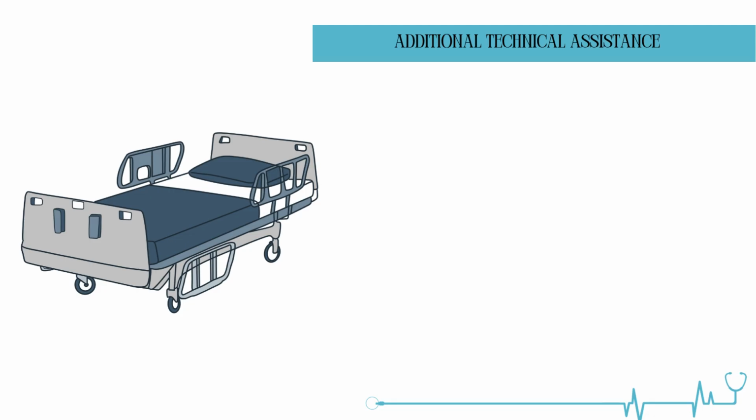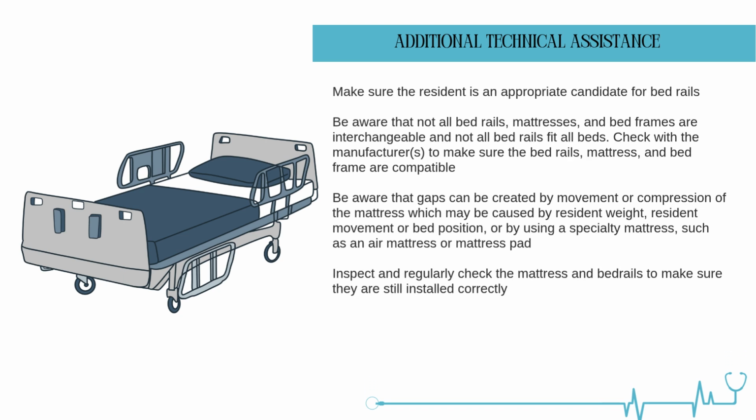Any decision regarding bed rail use should be made with the resident's designated representative, and in accordance with written authorization from the resident's licensed physician. If a bed rail has been determined necessary, additional steps can be taken to reduce the known risks associated with bed rails. Make sure the resident is an appropriate candidate for bed rails. Be aware that not all bed rails, mattresses, and bed frames are interchangeable, and not all bed rails fit all beds. Check with the manufacturers to make sure the bed rails, mattress, and bed frame are compatible.